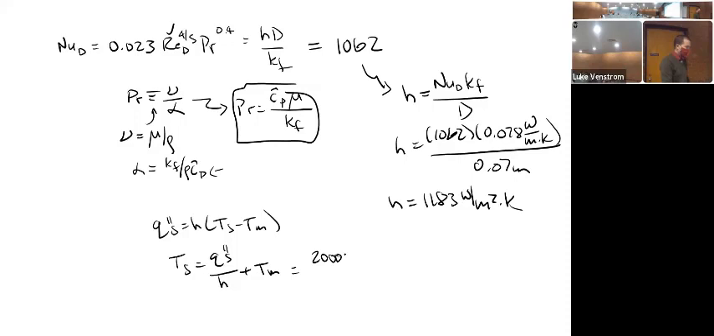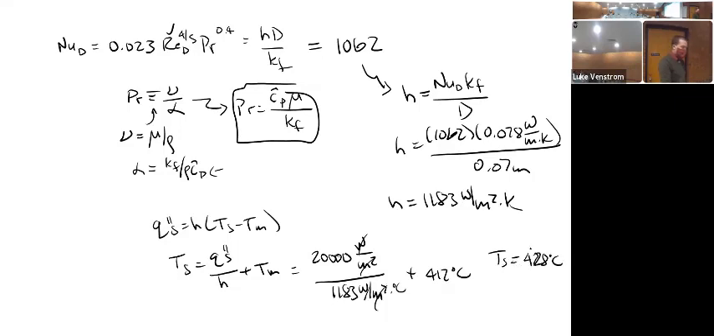So I take my 20,000 watt per square meter, divide by this 1,183 watt per square meter Kelvin, and I add the mean temperature that we calculated for the exit, 412 C. Watt cancels, meter squared cancels. This Kelvin is a difference in temperature, so you can think of it as a degree C. So I take degree C and add the degree C. We have 428 degrees C here. That's it.